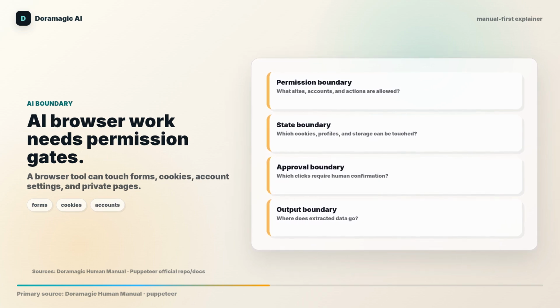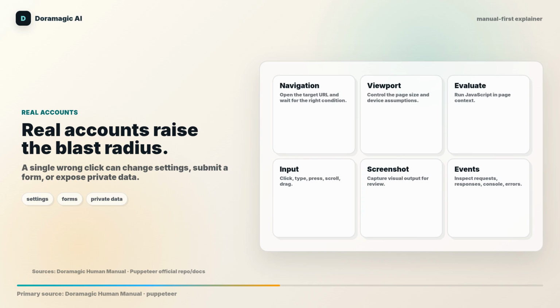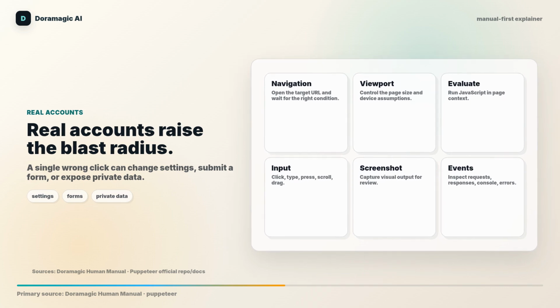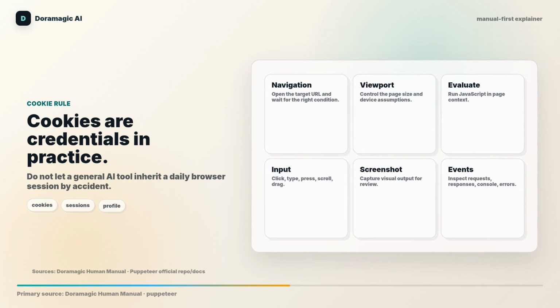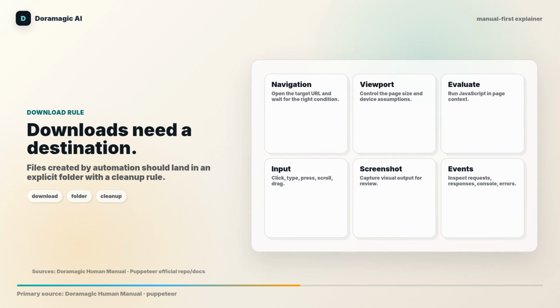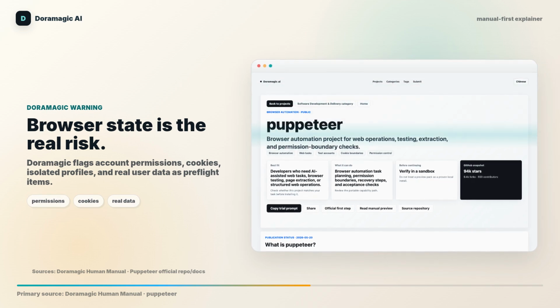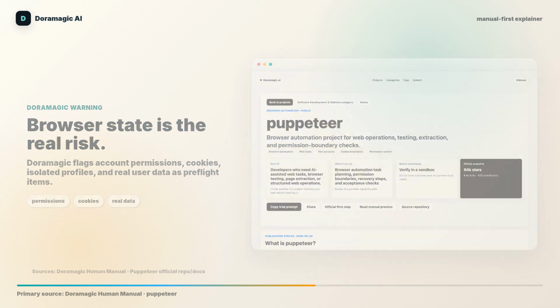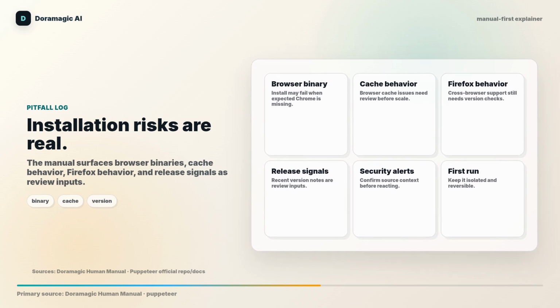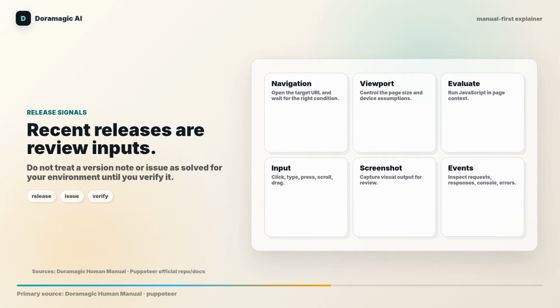For data extraction, remember that page.evaluate runs in the page context. That is powerful, but it also means you should be explicit about what data leaves the page and where it goes next. For AI-assisted browser work, the boundary is even more important. A browser tool can touch cookies, sessions, forms, account settings, and private data. The question is not only, can Puppeteer click this button? The question is, should this workflow be allowed to click it?